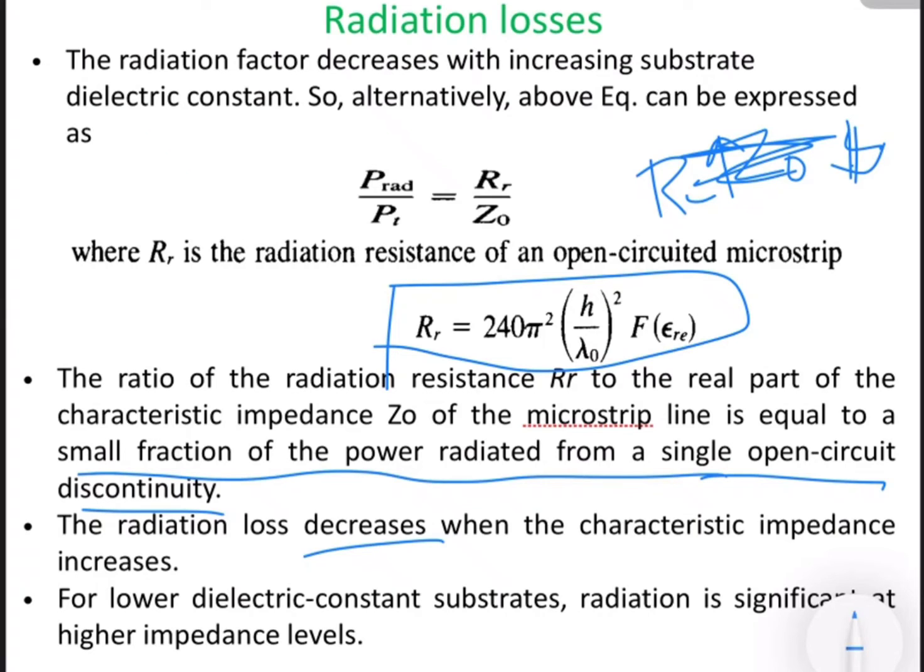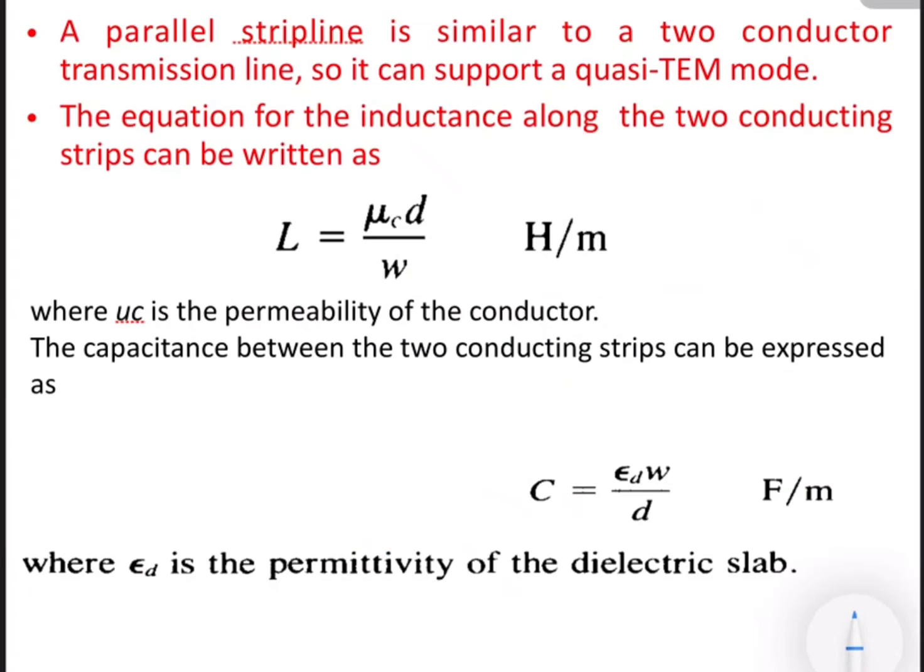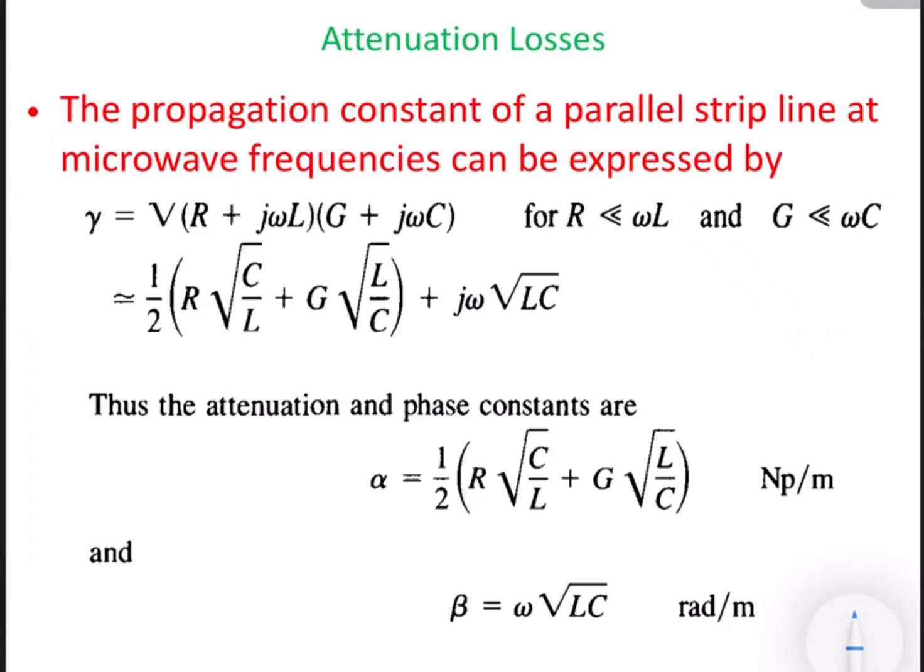Our next is attenuation loss. The attenuation loss is a loss which we can find in the majority of parallel strip lines. So in attenuation loss, the attenuation loss is calculated for the strip lines where they are conducted in parallel.